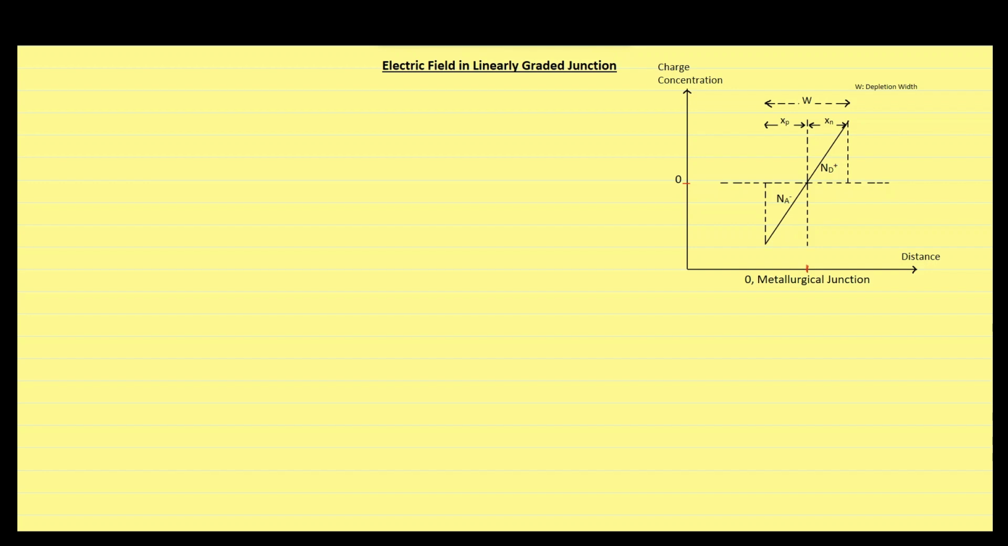In the previous lectures, we have derived many formulas for step-graded junction. Now, we are going to analyze different formulas for linearly graded junction. Concentration profile is shown in the figure, which can also be represented as here. Alpha is impurity gradient factor.